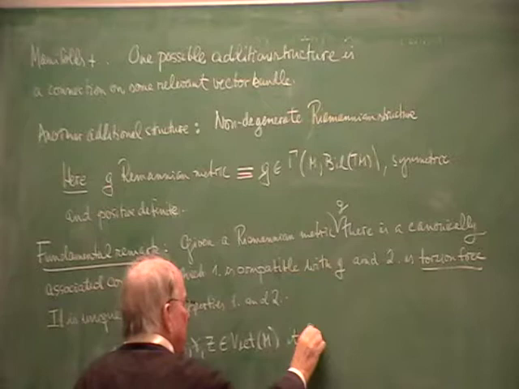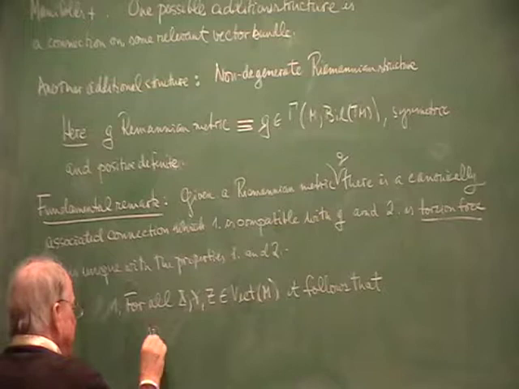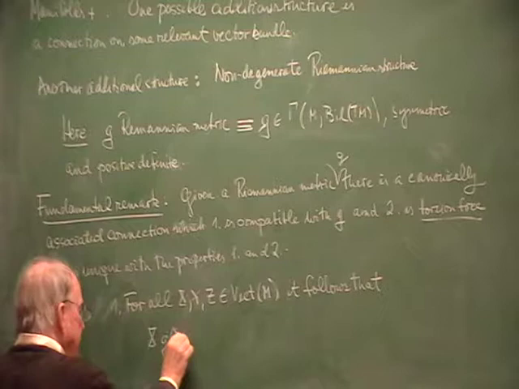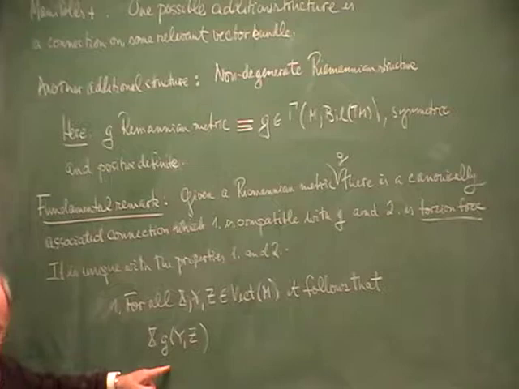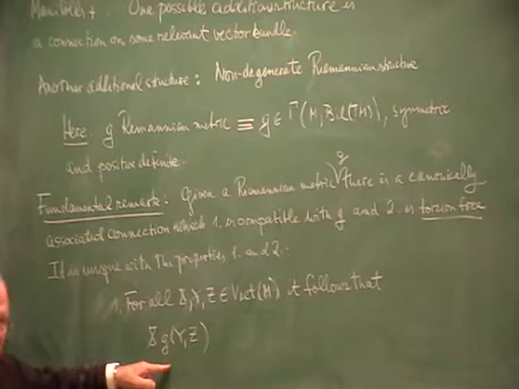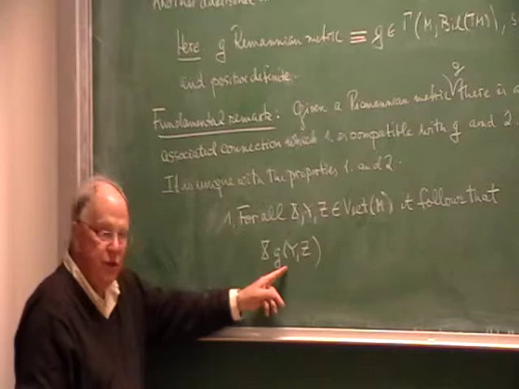it follows that x applied to g of y, z. I want to make sure you understand what that means. So you take a vector field, take another vector field, apply the metric to it. You understand that's a function. Is that clear? Because the vector fields are varying from point to point, and the metric varies from point to point. Everything's varying from point to point. So that's a function. And vector fields differentiate functions, so this makes sense, right?